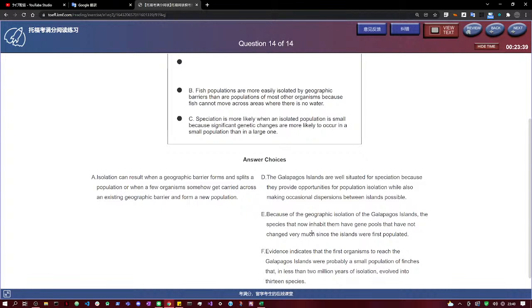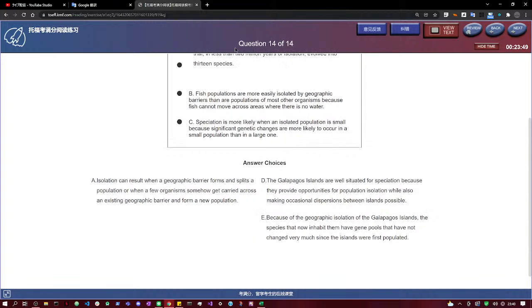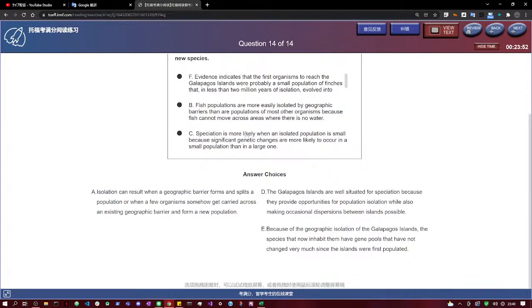Because of the geographic isolation of the Galapagos Islands, the species that now inhabit them have gene pools that have not changed very much since the islands were first colonized. Evidence indicates that the first organisms to reach the island were probably a small population.